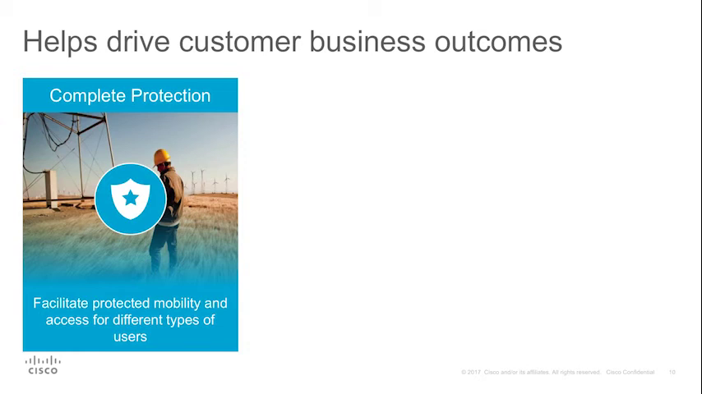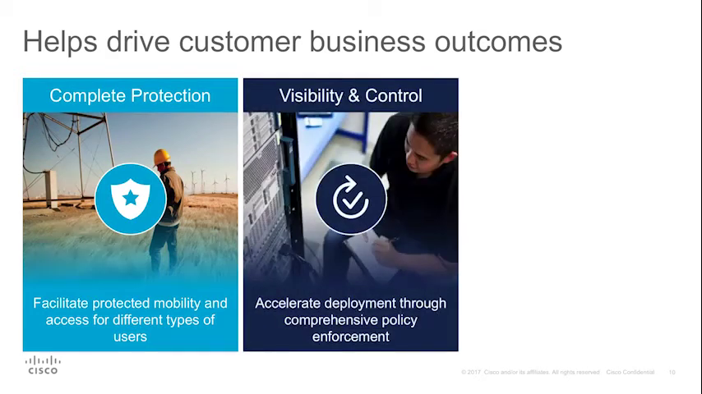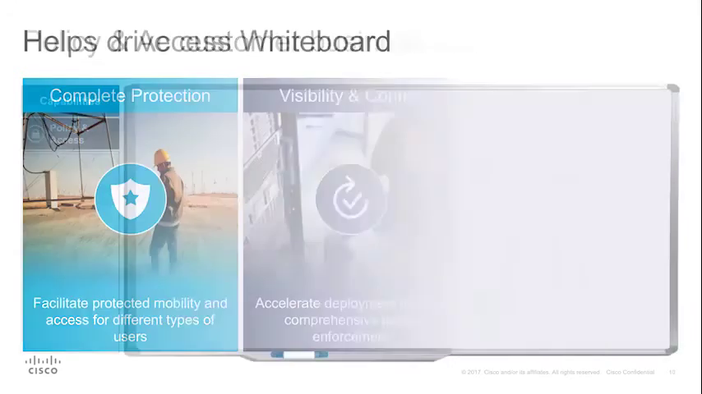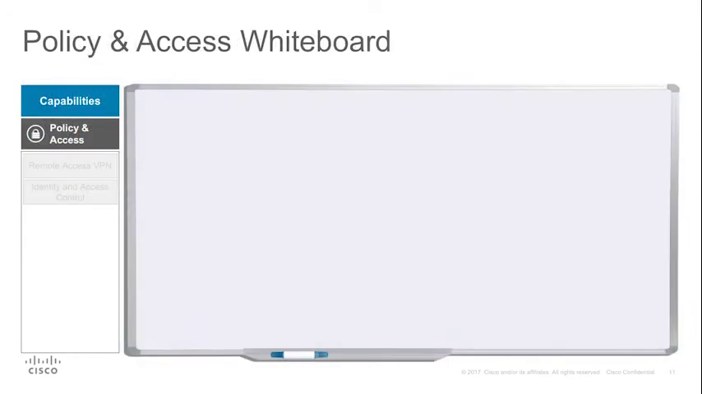Cisco's Policy and Access solution facilitates protected mobility and access for different types of users. It accelerates deployment through comprehensive policy enforcement and streamlines processes through predefined policies and regulations. Together, these solutions provide business flexibility and deliver enhanced protection against attacks. This whiteboard provides a simple outline of how Cisco Policy and Access components work together and is meant to be illustrative and be leveraged in your customer conversations.